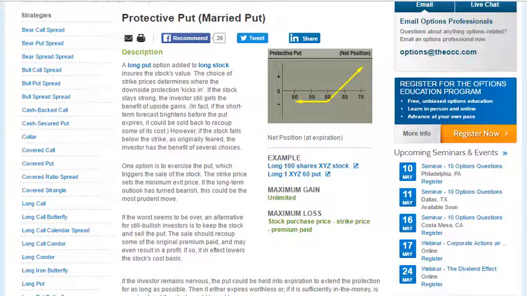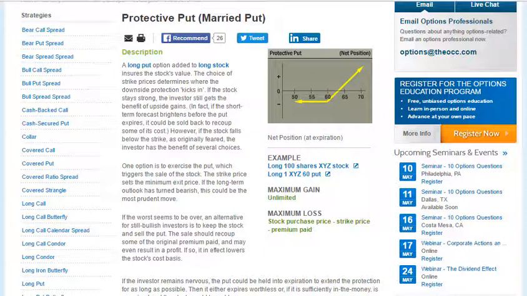A long put option added to the long stock ensures the stock's value. The choice of strike price determines where the downside protection kicks in. If the stock stays strong, the investor still gets the benefit of upside gains. In fact, if the short-term forecast brightens before the put expires, it can be sold back to recoup some of its cost. However, if the stock falls below the strike price as originally feared, the investor has the benefit of several choices.